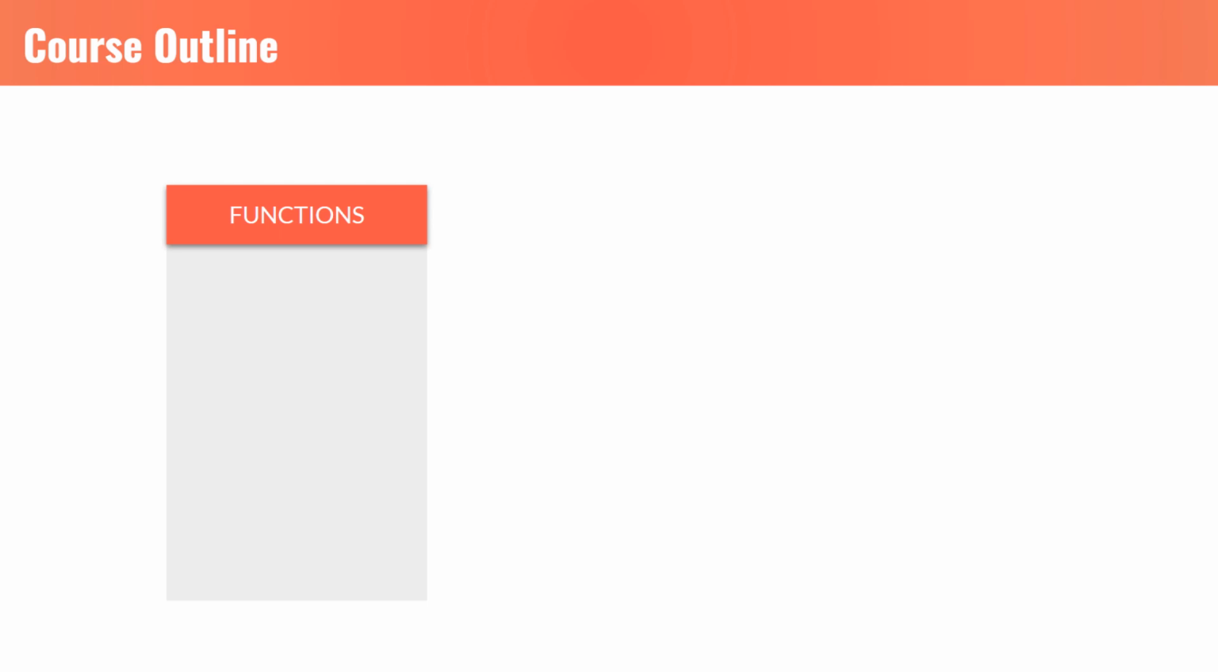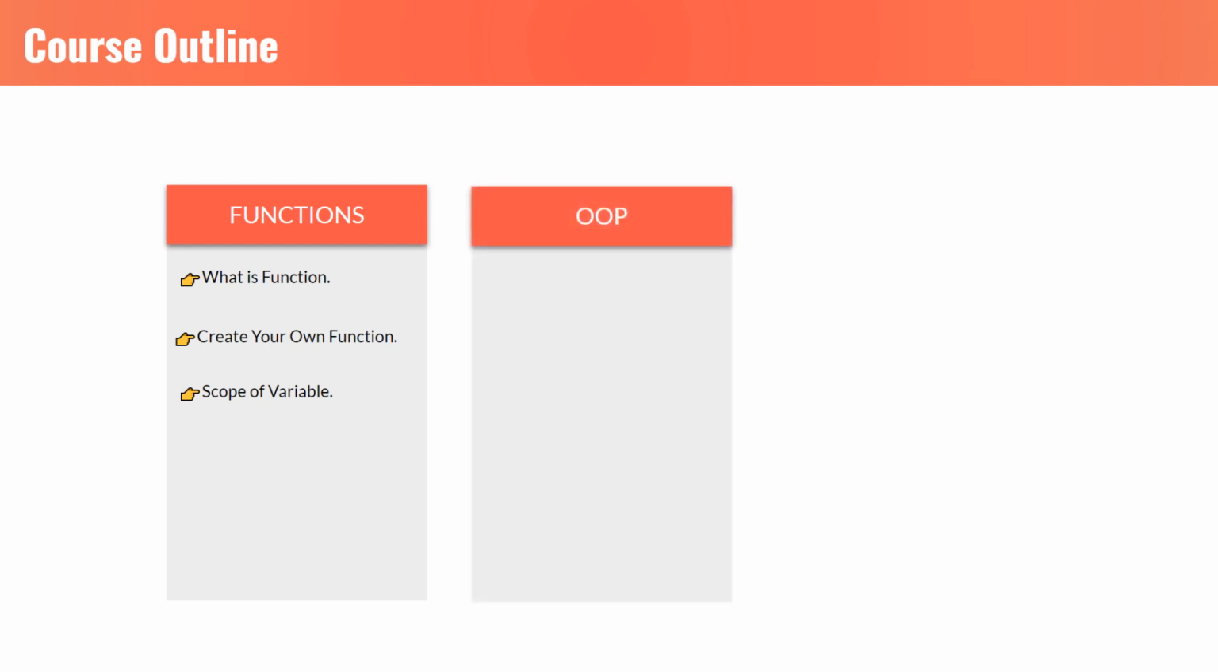After that, you will know how you can create your own functions. First you will know what a function is, and then you're going to create your own function. We're going to talk about the scope of variables. After that, you will know about one of the most important concepts in computer science and programming, object-oriented programming. Here, we'll talk about what is object-oriented programming, classes and objects, the 4 pillars: inheritance, encapsulation, abstraction, and polymorphism.